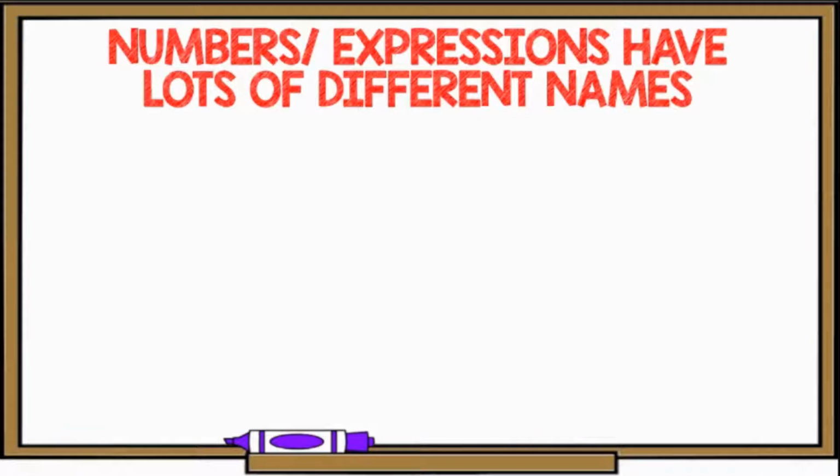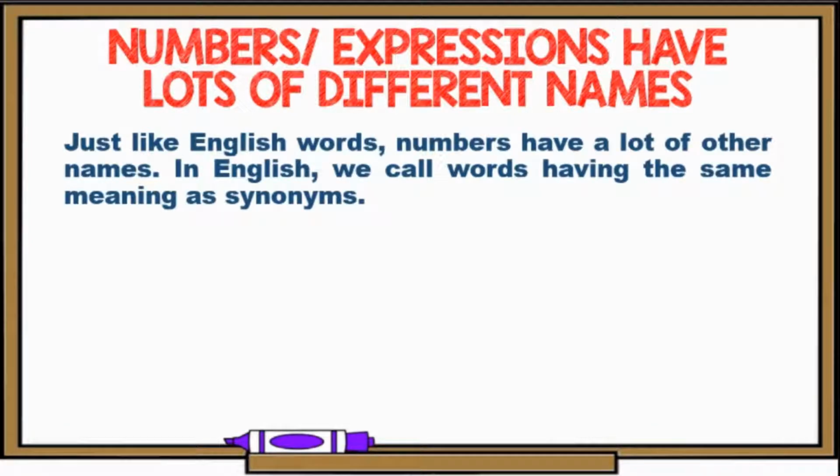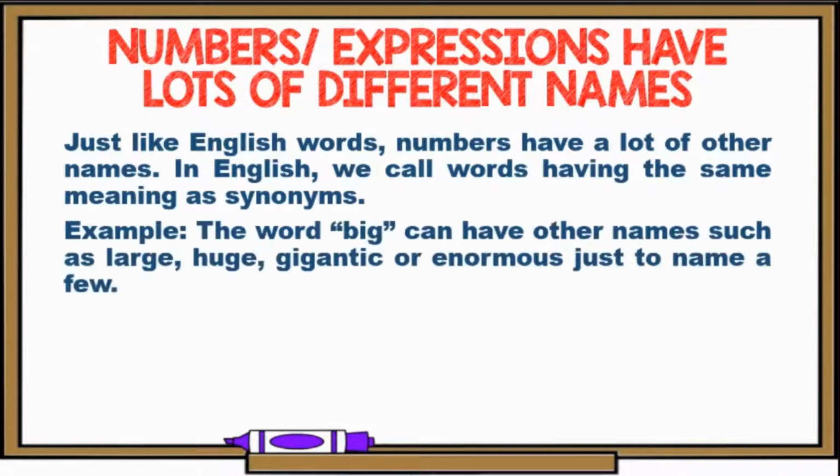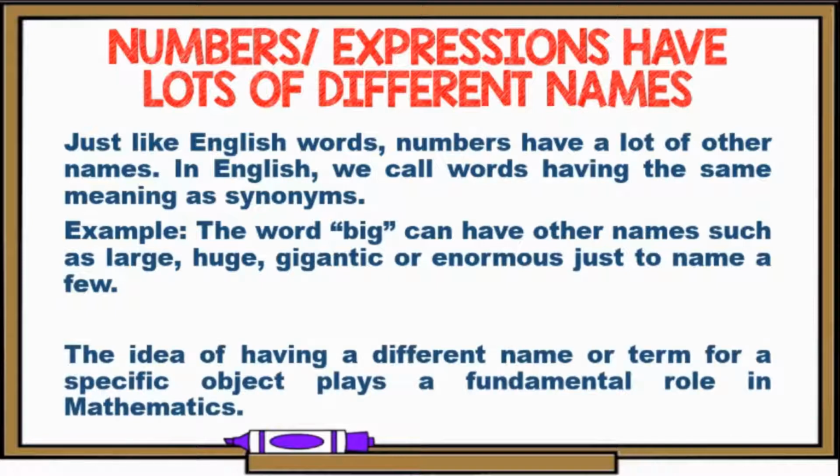Moving on to our topic, numbers and expressions have lots of different names. Just like English words, numbers can have a lot of other names. In English, we call words having the same meaning as synonyms. For example, the word big can have other names such as large, huge, gigantic, or enormous, just to name a few. The idea of having different names or terms for a specific object plays a fundamental role in mathematics.